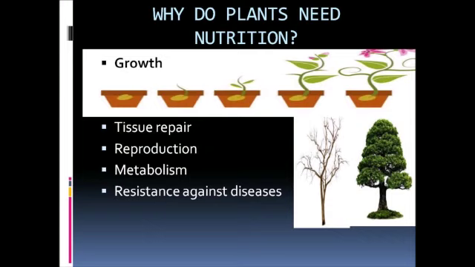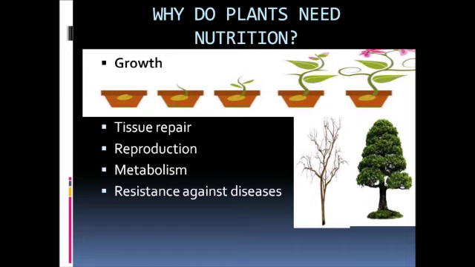Now a question arises, why do plants need nutrition? Plants need nutrition for growth, because even plants need to grow. Different organisms need different quantities of different types of nutrients depending upon the life processes that are going on in that organism. Second important thing is tissue repair. Now, plants need nutrition for tissue repair. That is, if any damage happens to any part of the plant, then the plant should have enough energy to self-repair that plant.